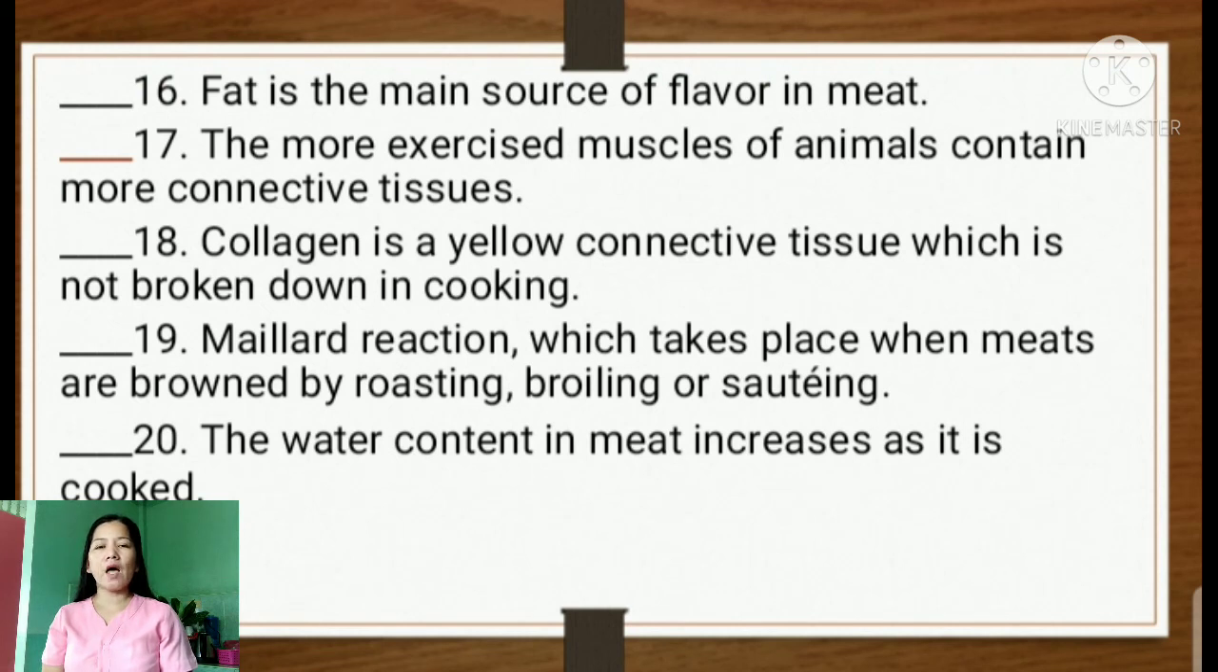Number 19, Maillard reaction takes place when meats are browned by roasting, broiling, or sautéing. Number 20, the water content in meat increases as it is cooked.